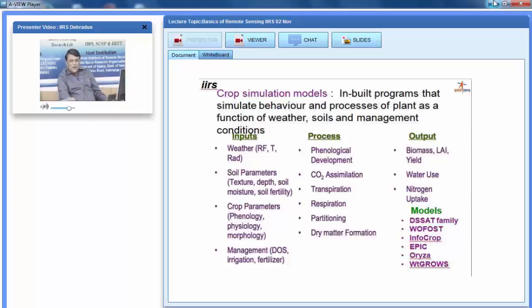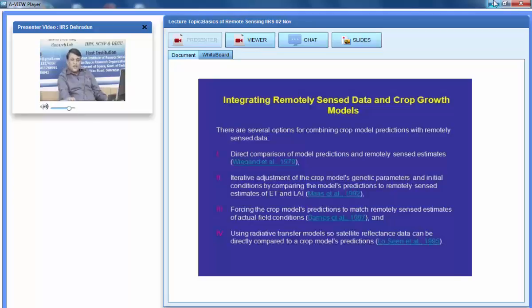So there are different kinds of techniques which have been used for integrating remote sensing and crop models. One is a direct comparison of model prediction and remotely sensed estimate. So here the model simulates LAI, and the model simulates evapotranspiration also through water balance. At the same time, one can derive evapotranspiration and LAI from satellite. Evapotranspiration is derived mainly through SEBAL or some other kind of energy balance algorithm. So here the strategy is to make a direct comparison between the model simulated LAI or ET against the satellite derived estimate.